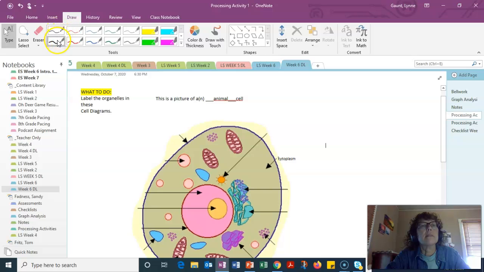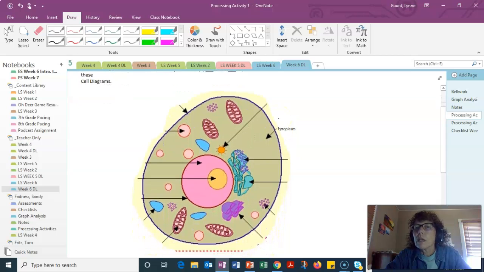I'm going to get a pen. Hopefully that's small enough. Where do we find the DNA? The DNA is found inside the nucleus. So I'm going to draw the DNA inside the nucleus, and you probably have never drawn DNA before. We do that a lot in 7th grade. So I got my little pen, and I'm going to draw it right inside the nucleus here.